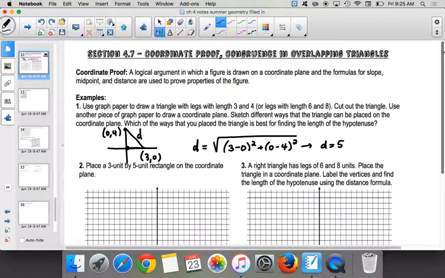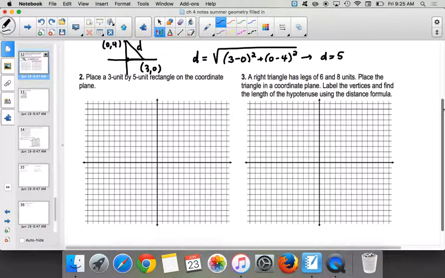When it says place a 3 by 5 unit rectangle on the coordinate plane, I would place it so that both of those sides are along the x and y axes. So if I do 3 by 5, I'm going to go over 3, up 5, and place it like that. Then my points are (0, 0), (3, 0). What will the top right corner be? (3, 5), and then this other one? (0, 5), right? Over 0, up 5. Easy enough? And then you can prove different things about this.